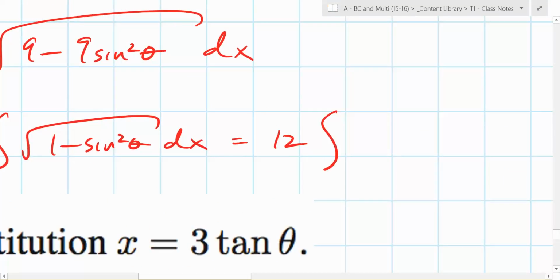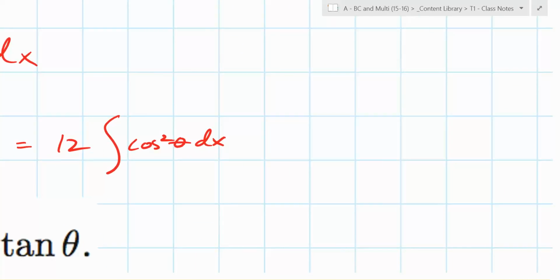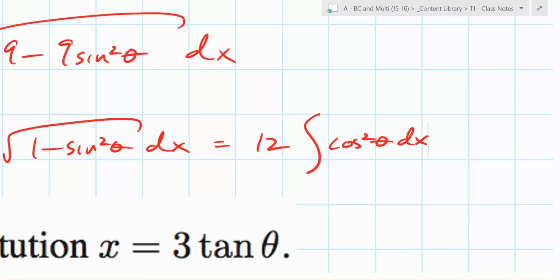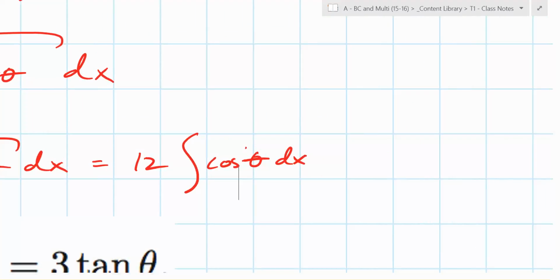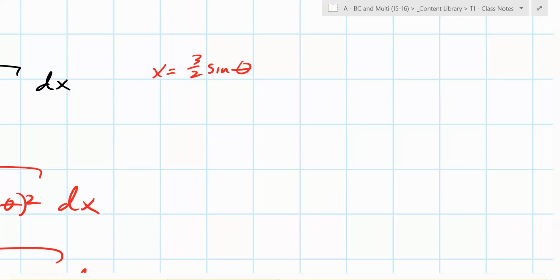12 times the integral of what? So cosine theta dx. What's the only problem at this point? Oh, it's just cosine. Sorry. Yes, even nicer. What's the only problem at this point besides my mistake? The dx. You can't mix variables in this class. So what do we have to do up here? Yeah, dx is going to be what? 3 over 2 d theta, like this.